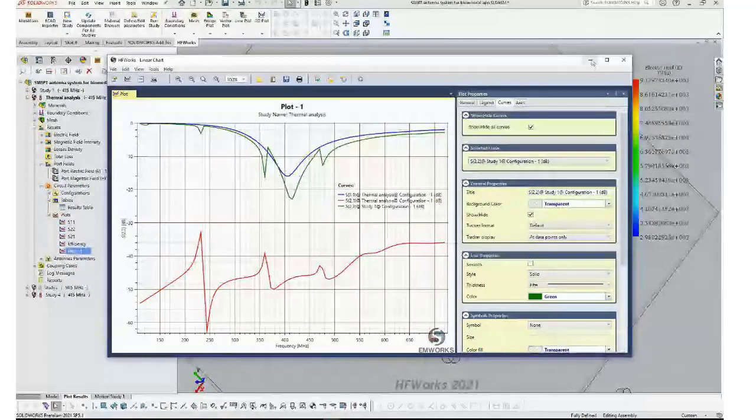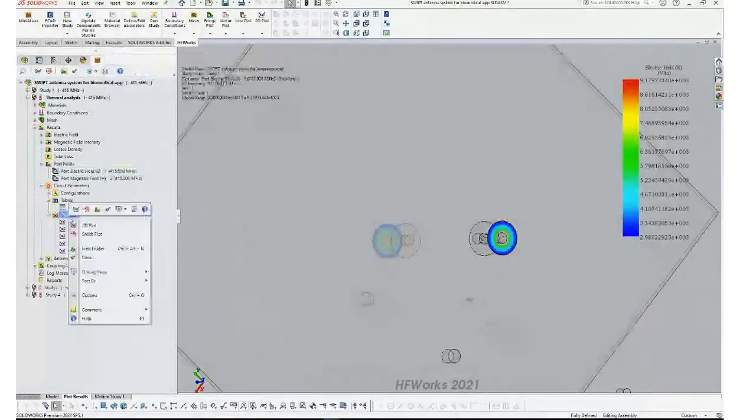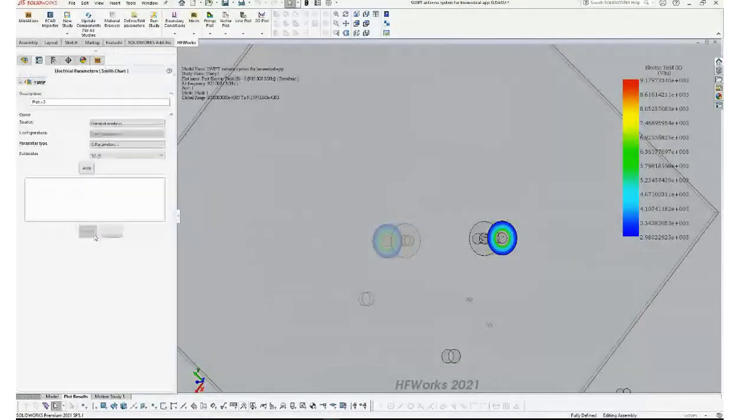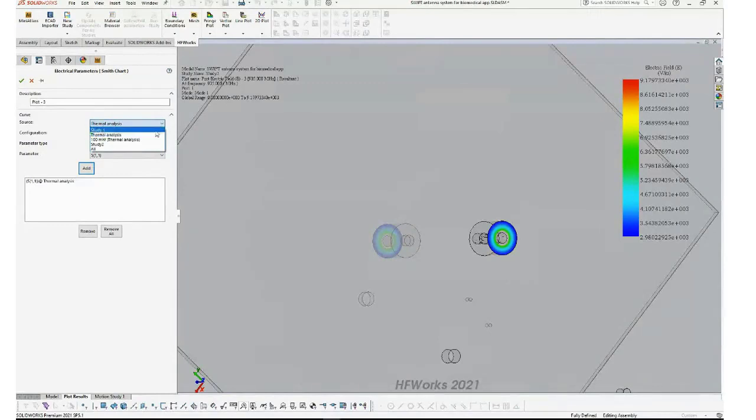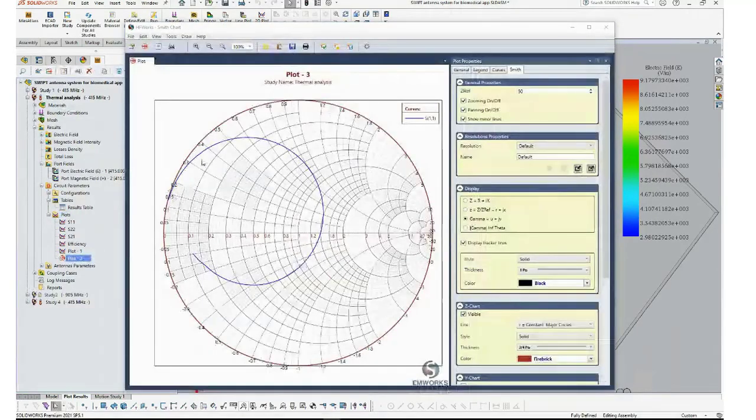And obviously you can do the same thing with the Smith chart. If I wanted to look at S11 in the Smith chart, I can go here and say, okay, add S11 from this study versus, let's say, these, because these are the active configuration right now. So these are all 415 megahertz. They're going to all look the same. So you get your S parameters in a Smith chart.